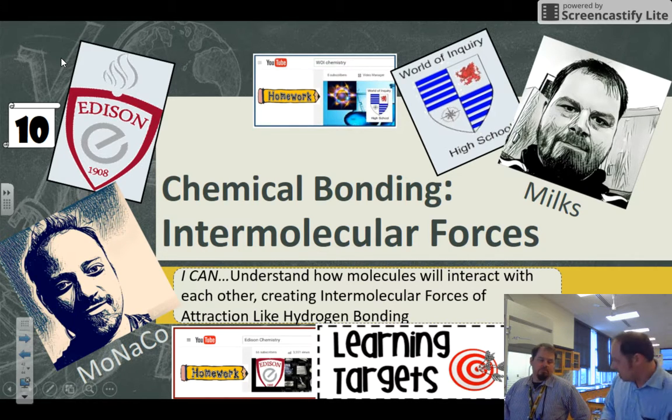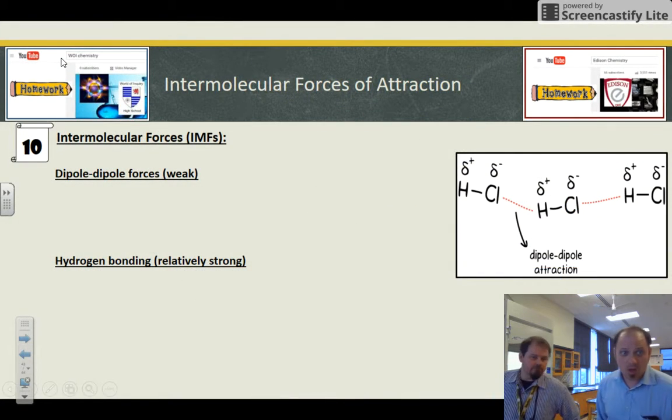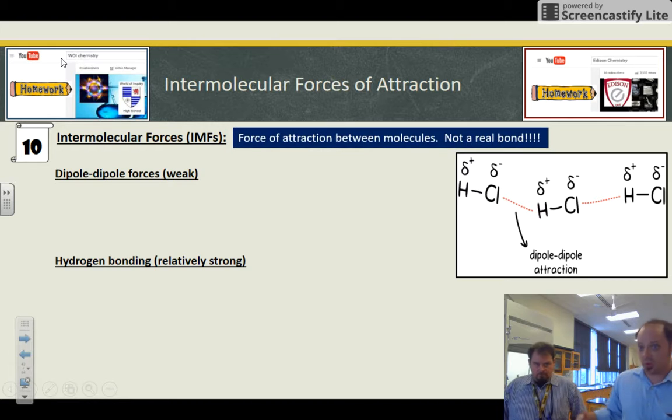Because in the last video, we saw how sometimes you can get a polar molecule. What happens when you have a whole bunch of polar molecules? The plus and minus ends are going to link up and be attracted to each other. So intermolecular forces in general are just a force of attraction between molecules.